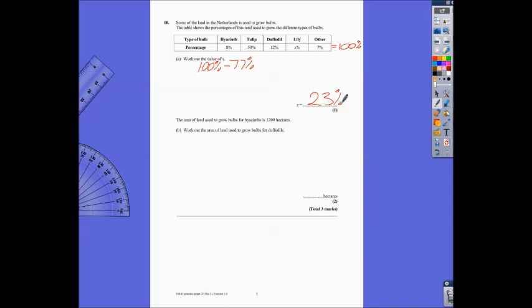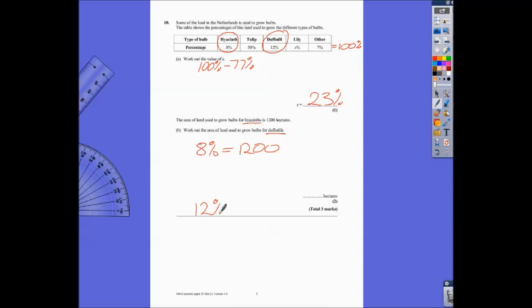The area of land used to grow bulbs for hyacinths is 1,200 hectares. Work out the area of land used to grow bulbs for daffodils. So for hyacinths, this is this number here. So 8% of the land must be equal to 1,200 hectares, because that's what it's telling us. So to work out the amount for daffodils, we want 12%.